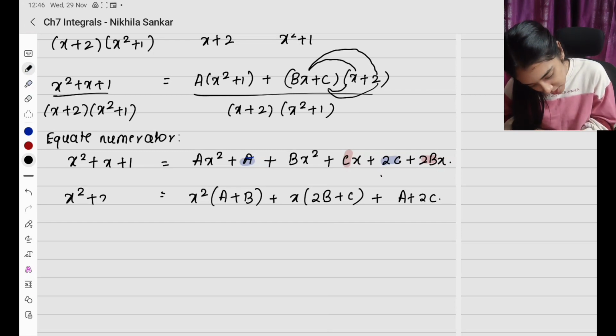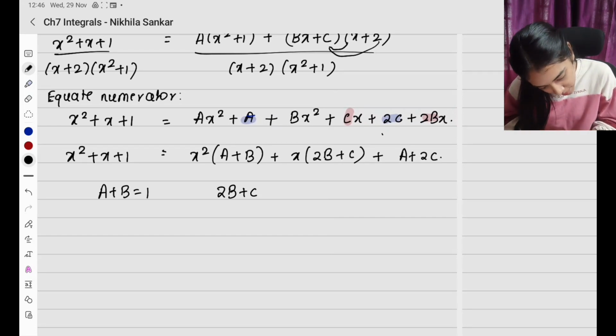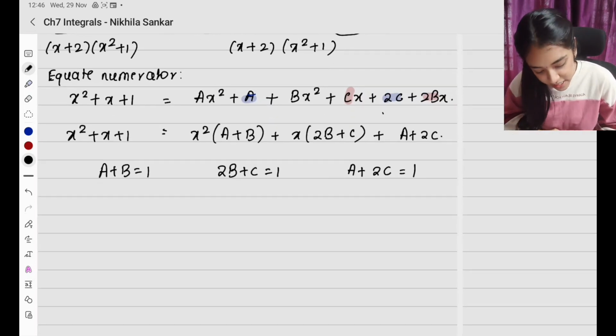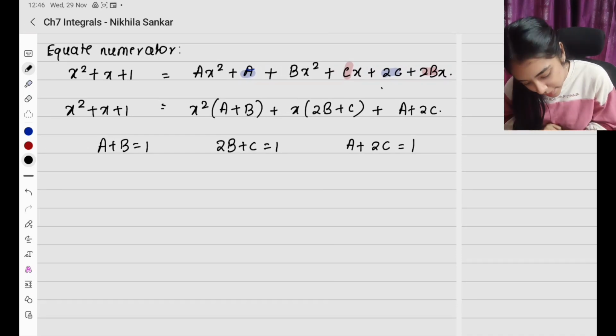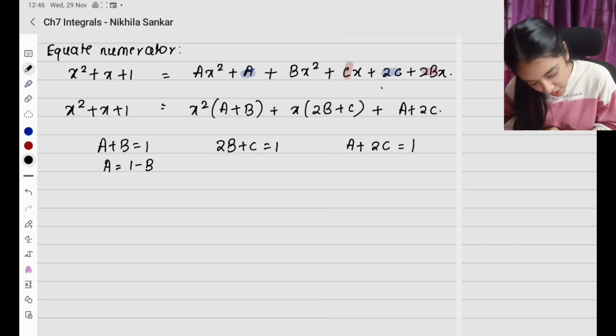இந்த பக்கம் x square plus x plus 1. Now equating the coefficients, I have a plus b equals 1. x க்கு 2b plus c equals 1. இங்க இடத்துல a plus 2c equals 1. Okay, எல்லாமே 1. So இப்போ நமக்கு ரெண்டு வேரியபிள் இருந்தா தான் சால்வ் பண்றது ஈஸி. So what am I going to do? I am going to change b in terms of c. இந்த மாதிரி ஏதாவது பண்ணலாமா? So I basically have இந்த இடத்துல a equals 1 minus b ன்னு போடலாமா? Okay, so here I am going to substitute.